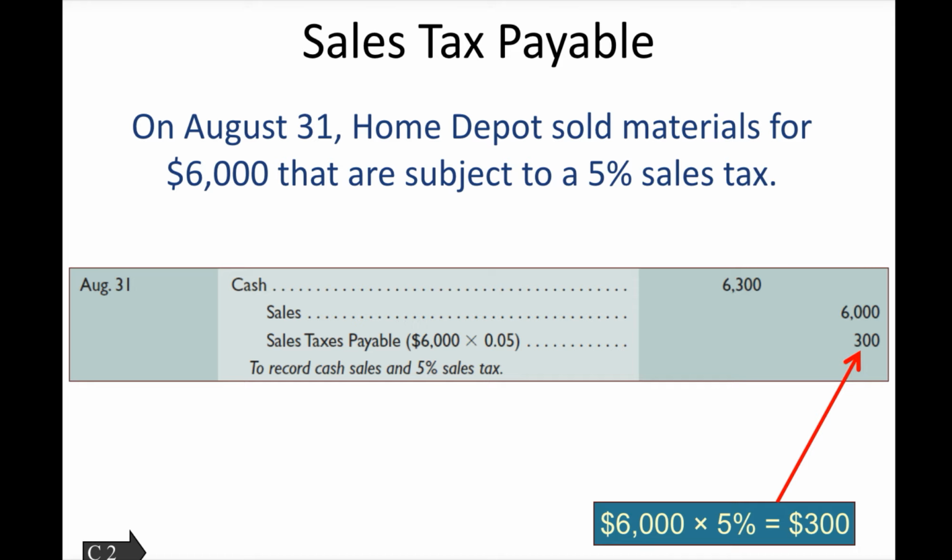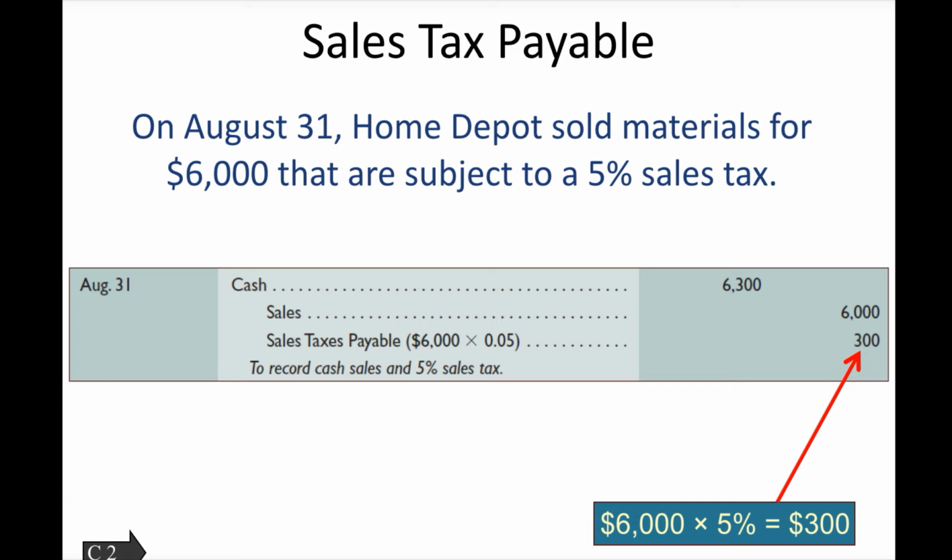Okay, so here's an example of a journal entry for sales tax payable. So this is obviously Home Depot. Home Depot is a retailer, so they make a sale, and they collect not only the cost of the sale, but they also collect some sales tax. So if the item costs $6,000 in this case, we collected in addition 5% in sales tax. So the actual amount of cash we collect is the sale plus the tax.